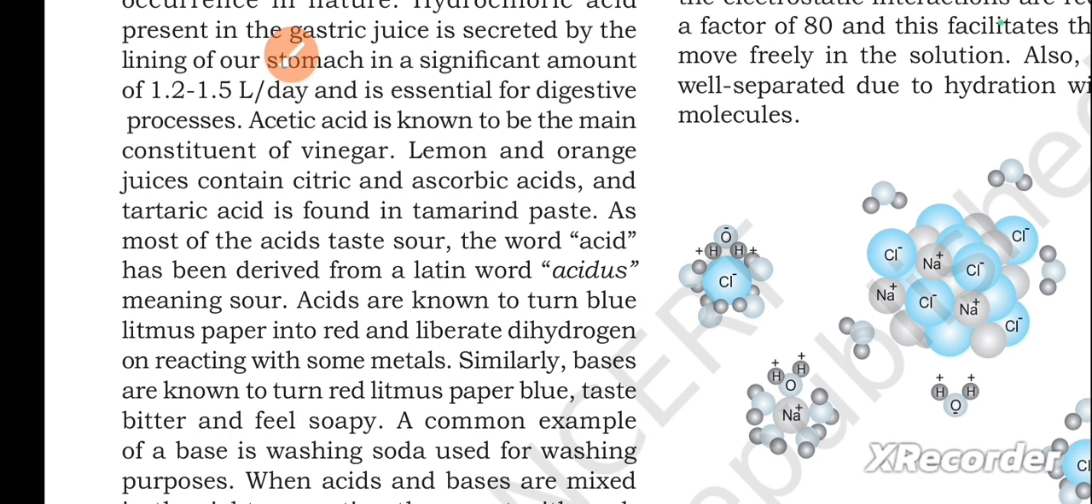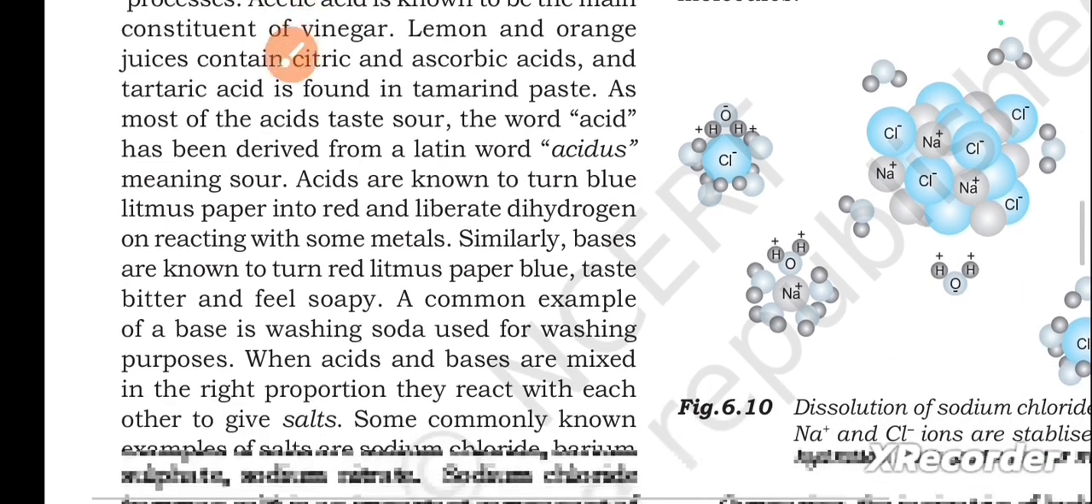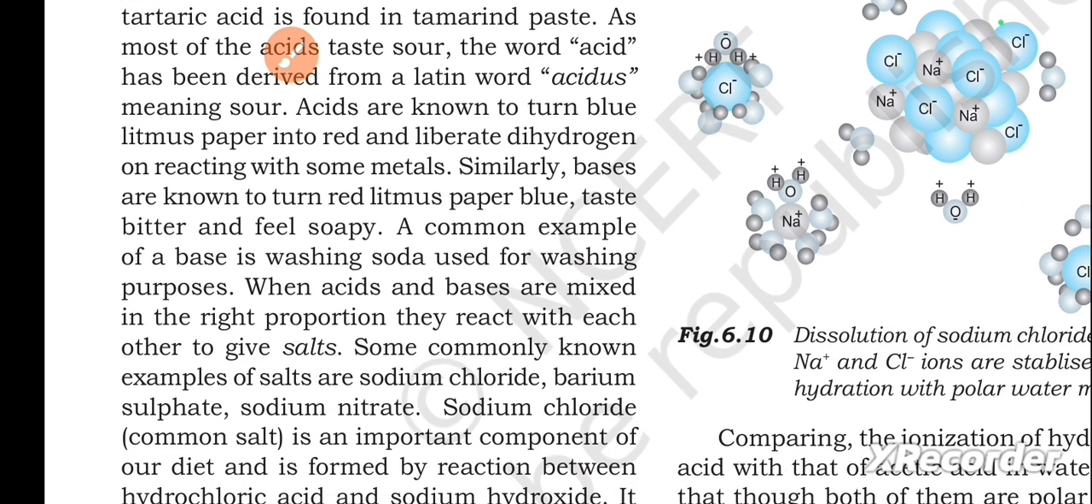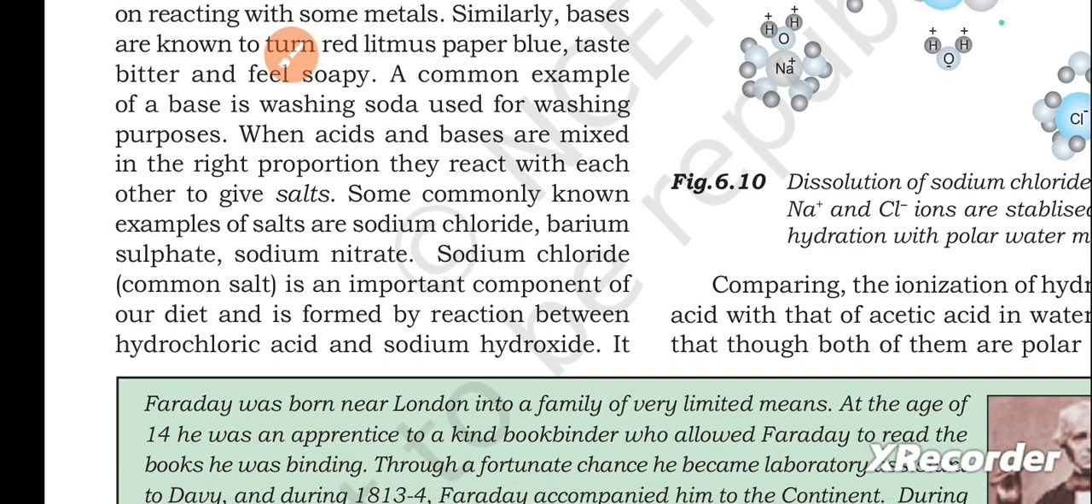Acids are known to turn blue litmus paper red and liberate dihydrogen on reacting with some metals. Similarly, bases are known to turn red litmus paper blue, taste bitter and feel soapy. A common example of a base is washing soda used for washing purposes. When acids and bases are mixed in the right proportion, they react with each other to give salts. Some commonly known examples of salts are sodium chloride, barium sulfate, sodium nitrate. Sodium chloride is an important component of our diet and is formed by reaction between hydrochloric acid and sodium hydroxide.